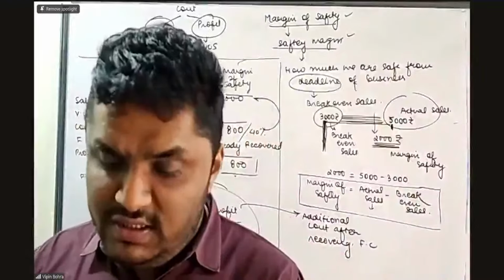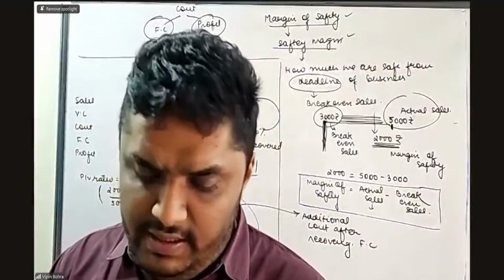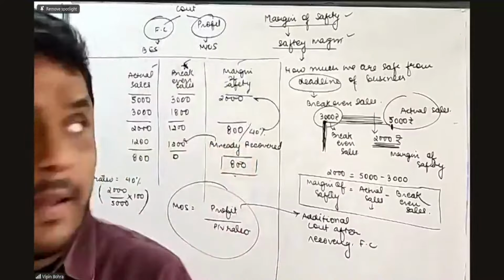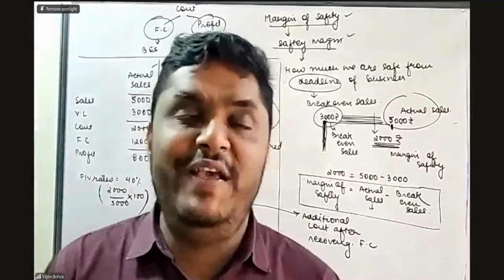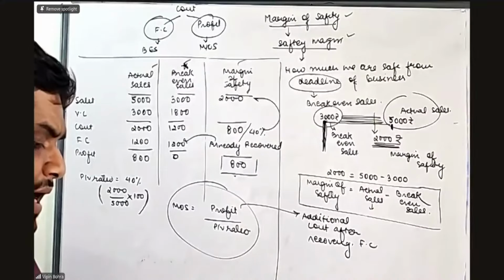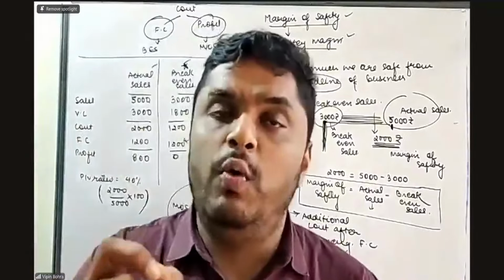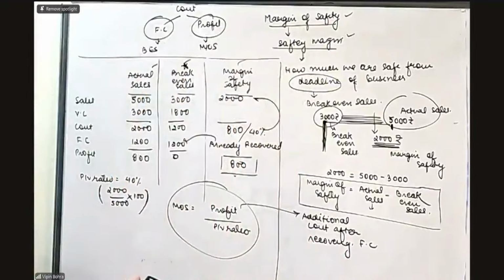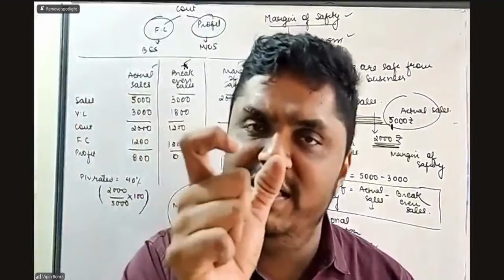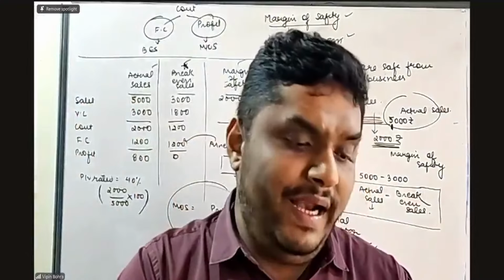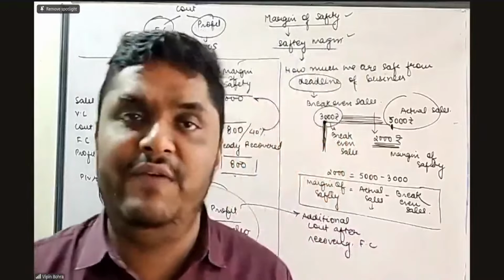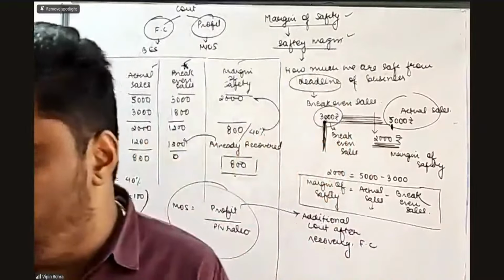Let's say if my fixed cost is 1,300, so 1,300 divided by 40%, 3,250 will be what? My break-even sales. If my fixed cost is 1,300, my revised break-even sales will be 3,250. So what will be my margin of safety sales? 1,750. So from this 1,750 additional sales over and above break-even sales, we will be getting a profit of how much? 700. So 700 divided by 40% will be what? My margin of safety, or 1,750 will be my margin of safety.